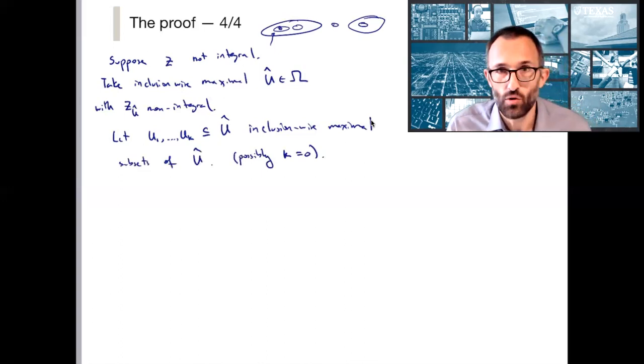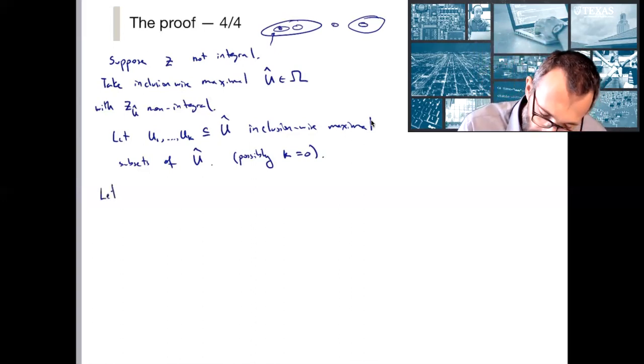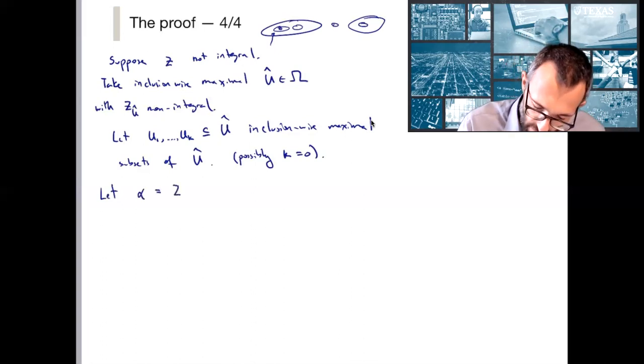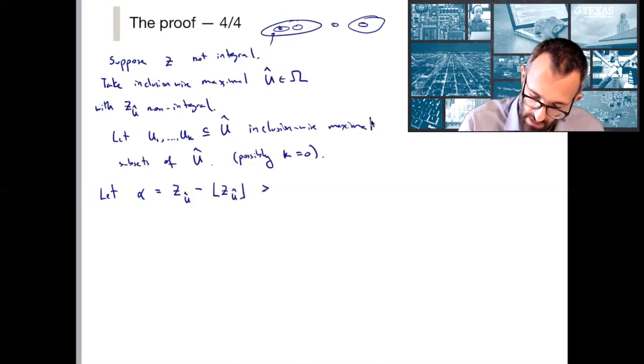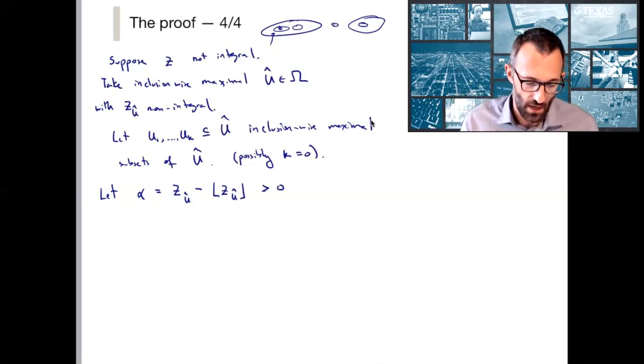So z u hat is non-integral. In particular, it's also strictly positive. So let's now let alpha be that non-integrality part. In other words, let alpha be z u hat minus z u hat floor. Okay, so this is strictly positive, again, because z is assumed to be non-integral.